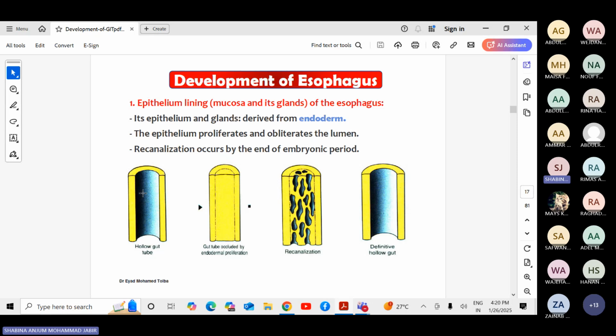As I have already told you, the hollow gut tube becomes completely blocked by endodermal proliferation. And again, there is recanalization. After this recanalization, our gut tube will receive its proper epithelial lining. So this is one of the very important stages in the development of the gut tube.